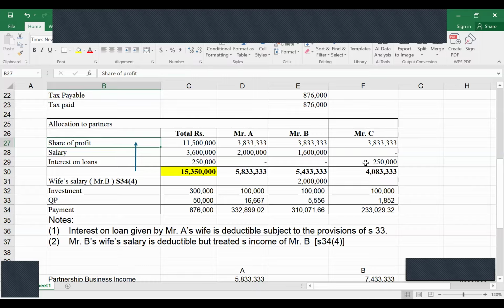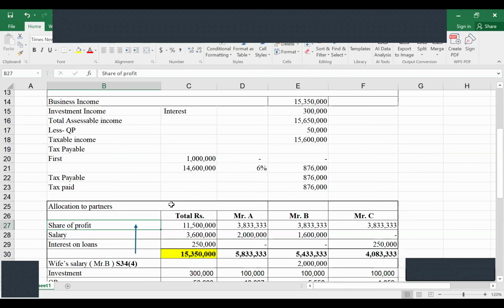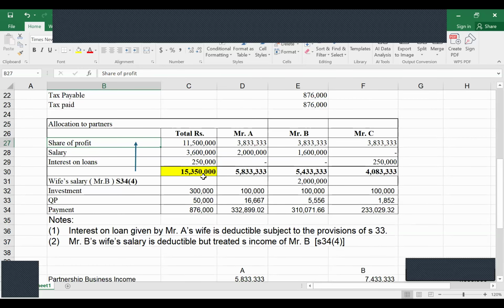Then as a total line, we have to mention the business income. We have to mention the business income because this is the total business income of the partnership. We should include it here under total column as a total line. This is the total line. 15,350,000.